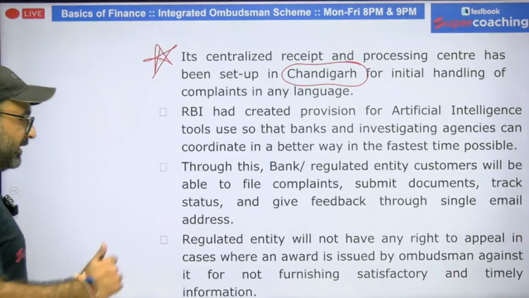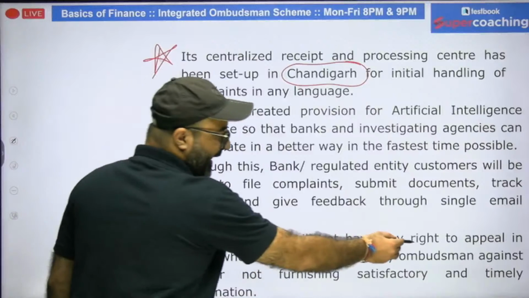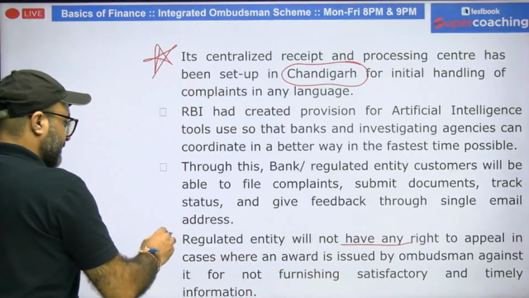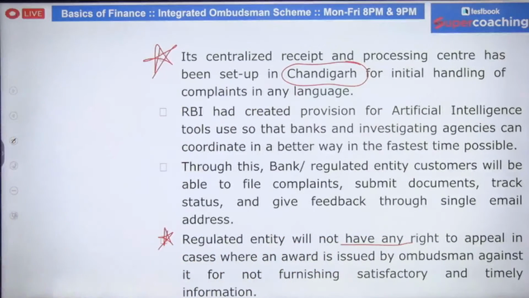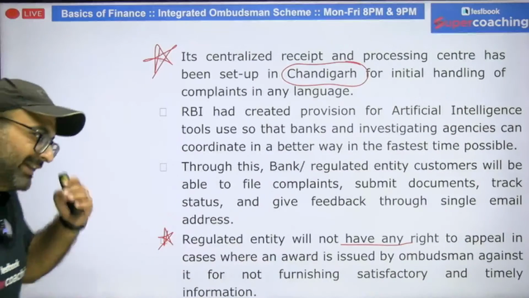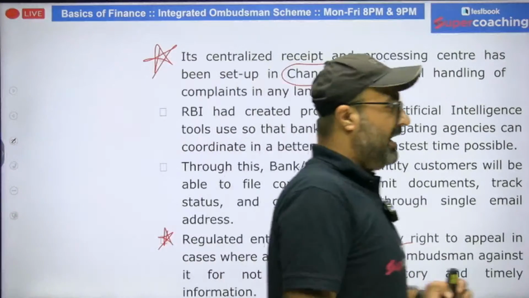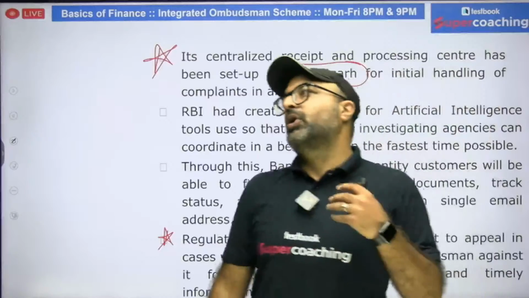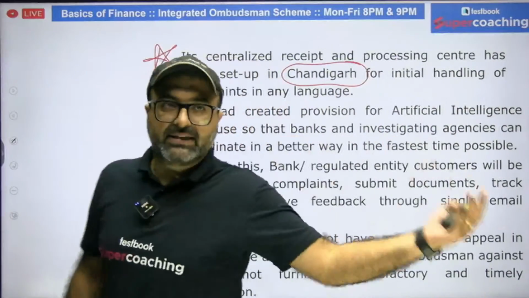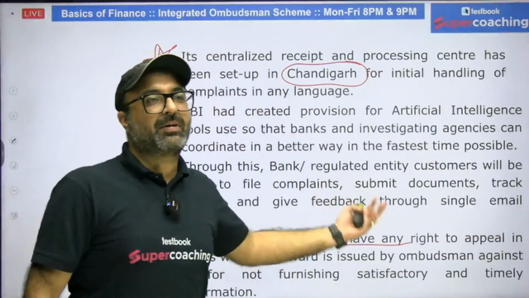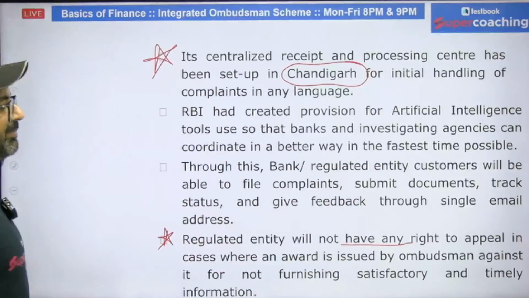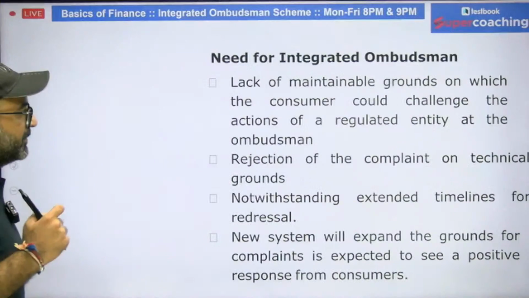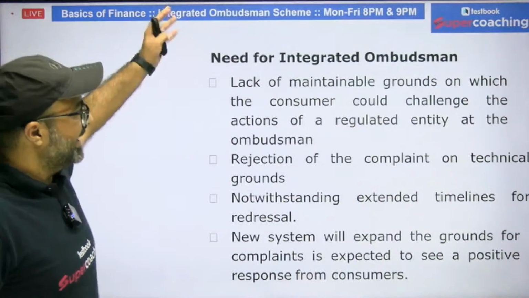Remember that regulated entity will not have any right. That means banks, NBFCs, they have no right to appeal in cases where an award is issued. In that particular case, I would say as a customer, you can challenge the ombudsman decision, but as a bank, NBFC or any other digital transaction or digital payment provider, you cannot challenge the banking ombudsman decision unlike a customer. So what was the need of this integrated ombudsman?